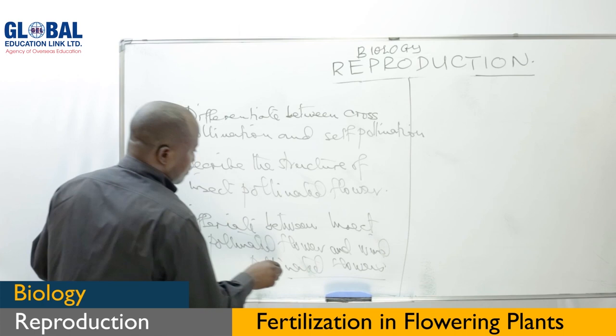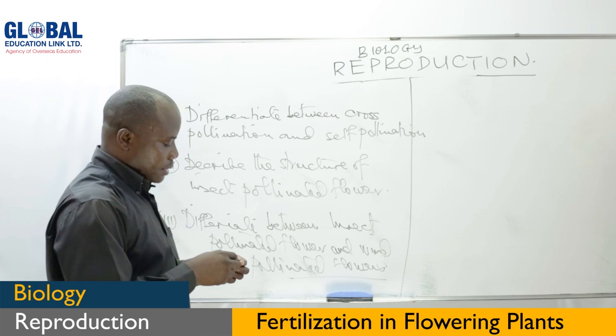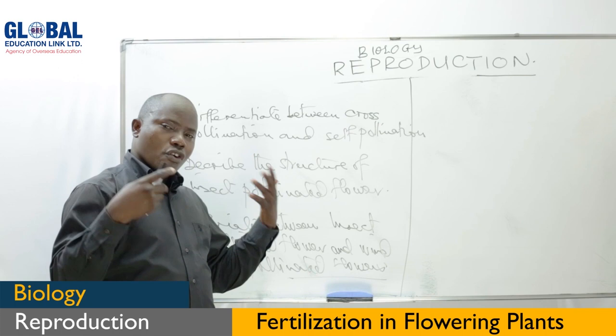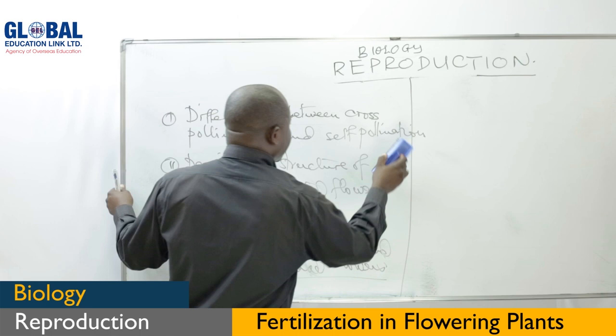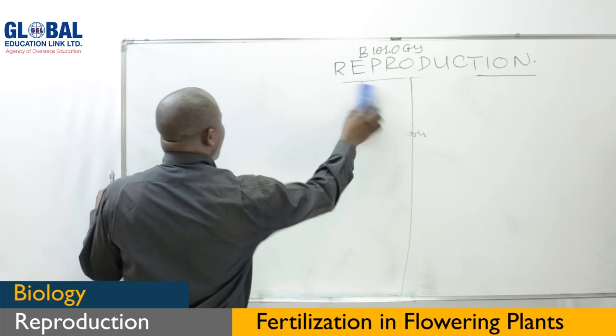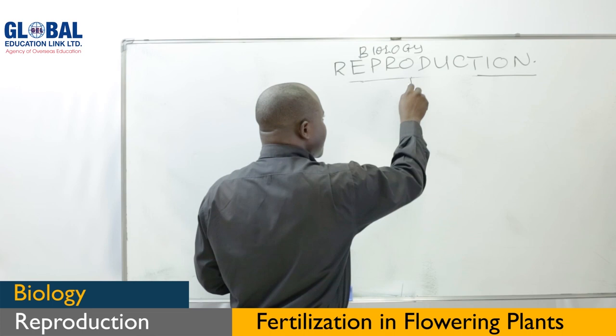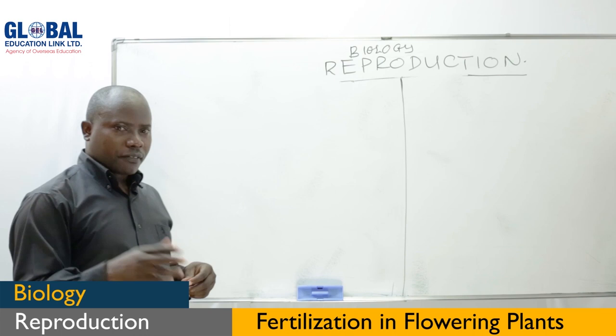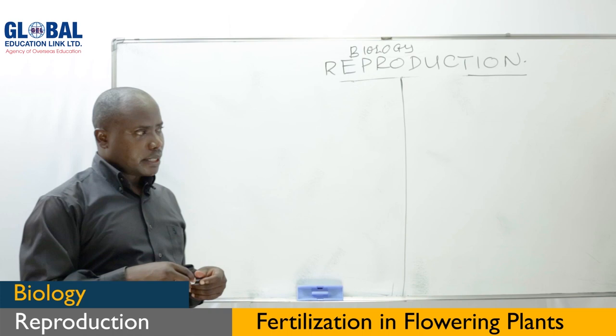These are just a few examples, just a few questions that can be asked. To answer this question, you just go back to the knowledge of pollination, as I have reminded you right here. Now, let us go to our area of concentration, which is fertilization in flowering plants. Dear students, after having reminded some important aspects in pollination, let us go now to our point.